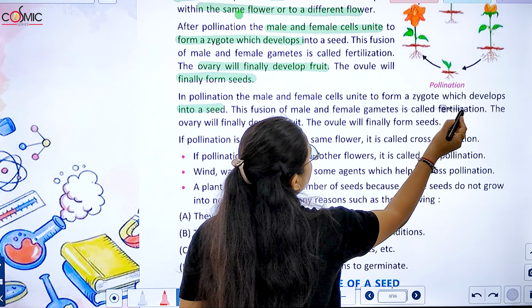And ovary will finally develop into fruit, and the ovule will form seeds. Now, if pollination is done within the same flower, it is known as self-pollination. If pollination is carried out with a different flower, it is known as cross-pollination. Wind, water, and insects are some agents.